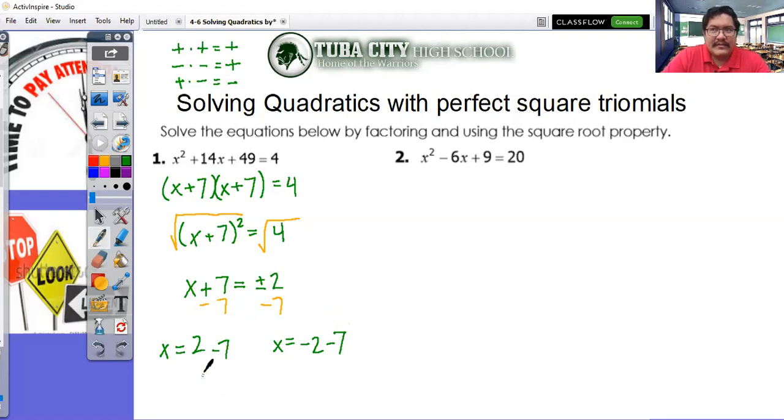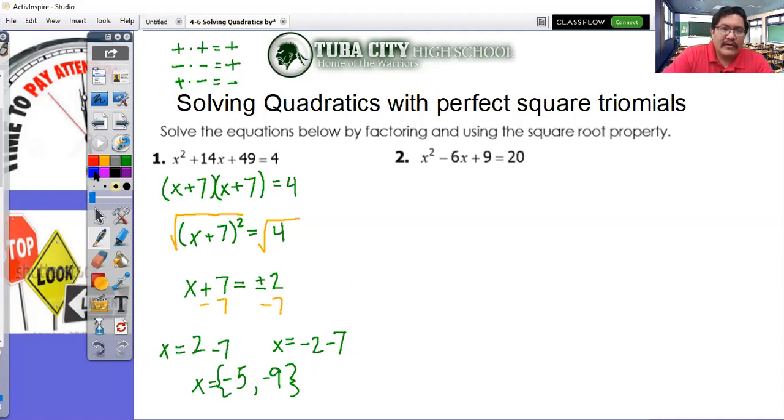2 minus 7, so this would actually be something different. It would be x equals negative 5. And I'm going to put them into set notation because now we have two solutions, negative 2 minus 7 and negative 2 minus 7, so this would be negative 9. I'm going to put those braces here to show that those are the two solutions. Negative 5 and negative 9 are the two solutions that we would have.